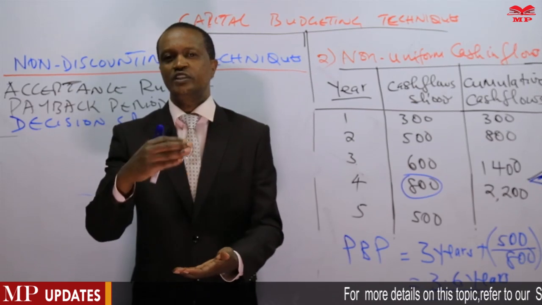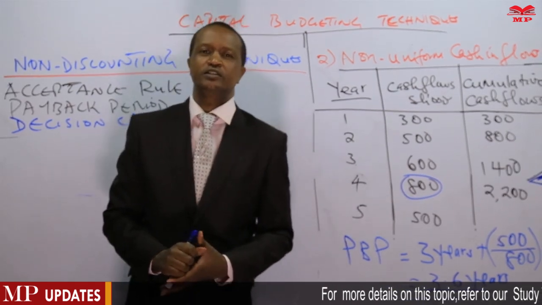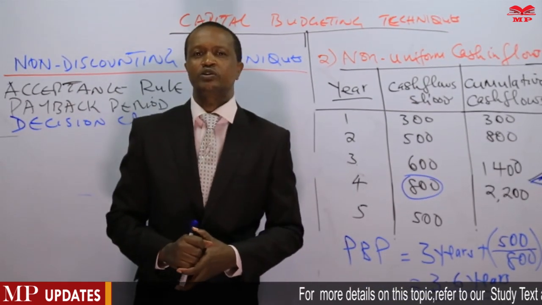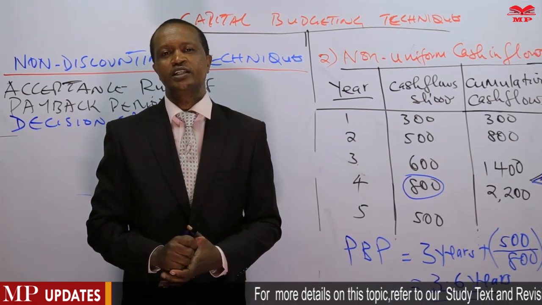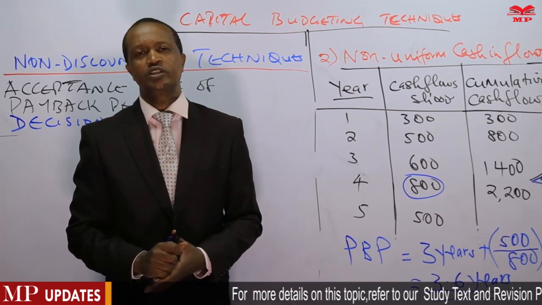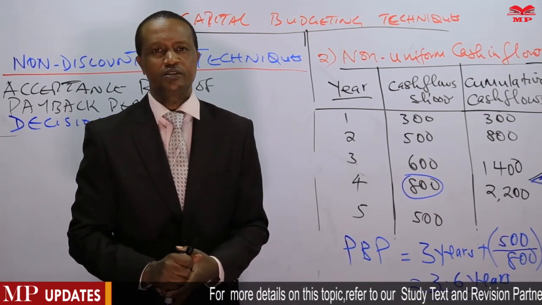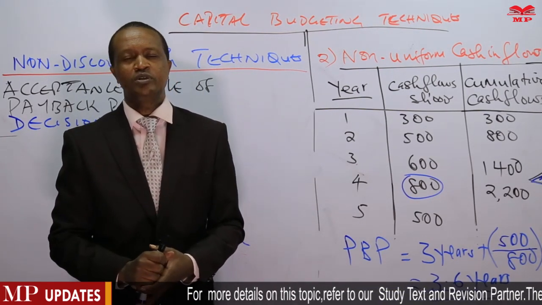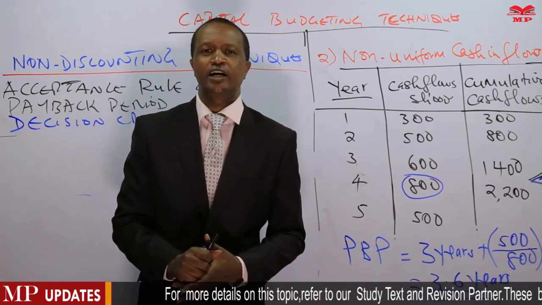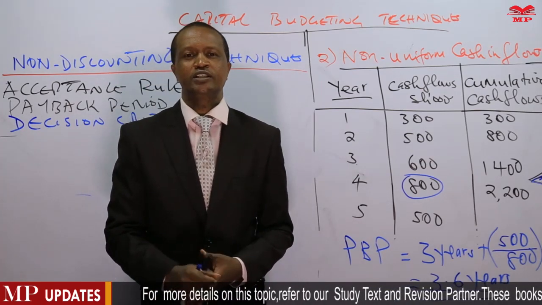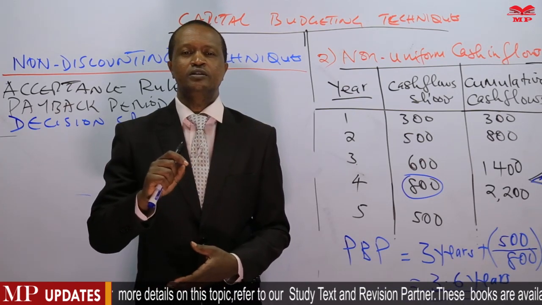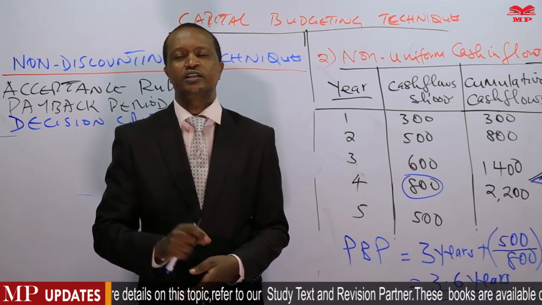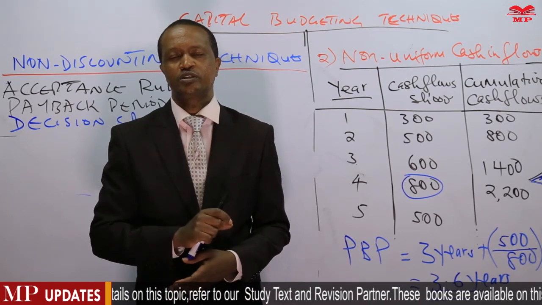You will find we have detailed the advantages and disadvantages of the payback period, which is a non-discounting technique used in capital budgeting. So next time we will discuss the accounting rate of return, which is the second technique in capital budgeting under the traditional methods.